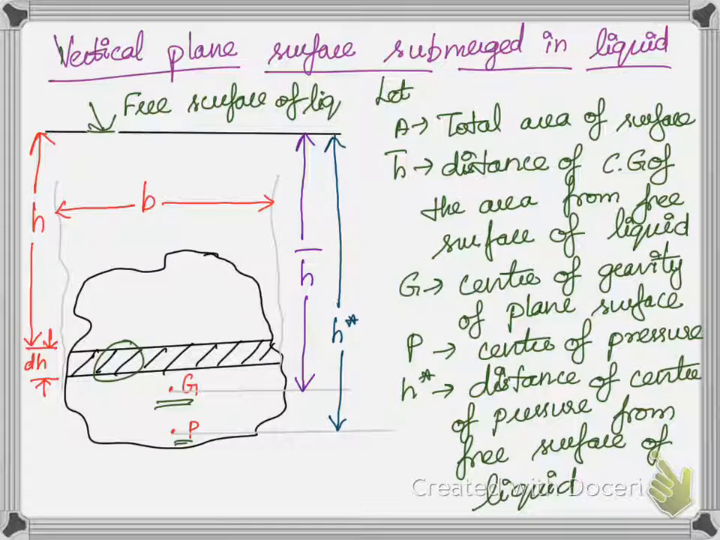So how are we going to do this? We are going to consider a strip of thickness dh. So we take dh as the thickness of the strip and the width of the strip be b. We also imagine that it is at a distance h from the free surface of the liquid, as shown in the figure. So this is how we are going to imagine.